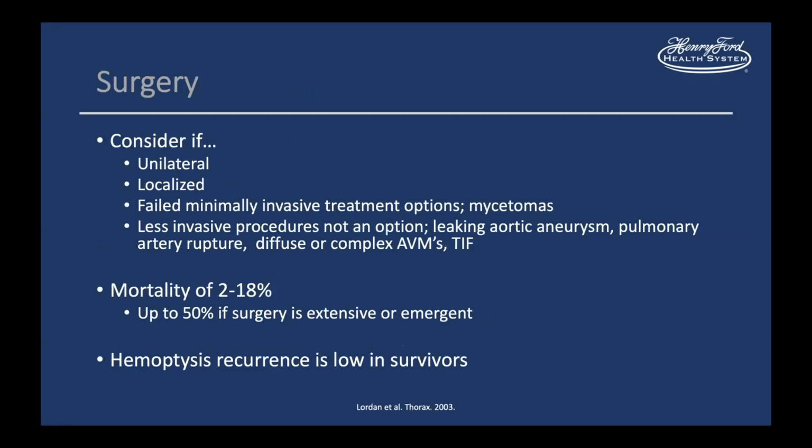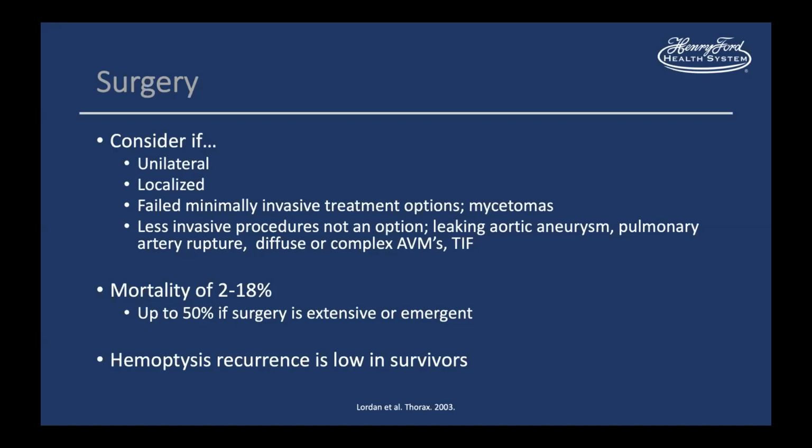Another definitive management includes surgery. So you should consider surgery in patients if they have a unilateral etiology that's easily localized, if they failed minimally invasive treatment options, and then in situations where less invasive procedures are not an option. For instance, if you have a leaking aortic aneurysm as part of the bleed or pulmonary artery rupture, these are things that bronchial artery embolization or bronchoscopy are not going to fix.